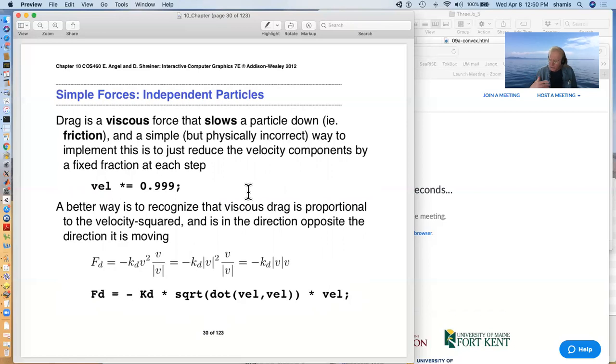With our little bouncing ball, we slowed down the particles bouncing to kind of model friction by reducing the velocity by some fraction. But a better way is to do this by recognizing that viscous drag is proportional to the velocity squared. So here's our viscous drag that's proportional to the velocity squared. It's in the direction of the velocity. So here's a unit vector in the direction of the velocity, and it retards that motion. So it's a minus sign. So we can do that with a dot product and a square root.